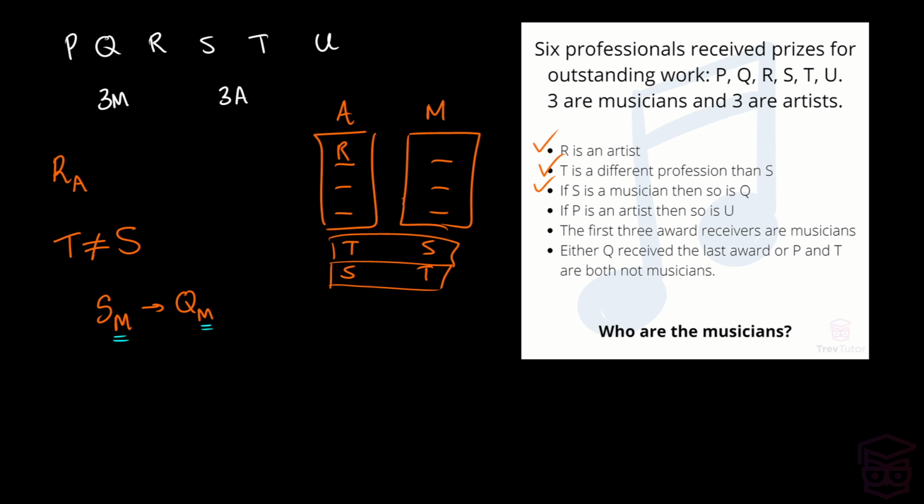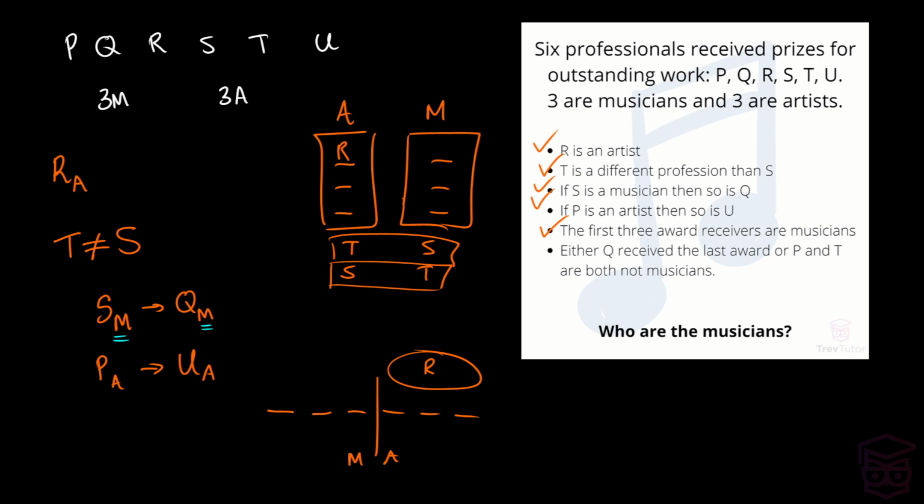Okay, if P is an artist, then so is U. So if PA, then UA. The first 3 award receivers are musicians. Oh, this is interesting. So now we have an order in here. So let's put that information down. 1, 2, 3, 4, 5, 6. And we say that the first 3 are musicians. So M is up here and A is down here. We know that R is an artist, so R is somewhere in this space. We don't know if order matters yet, but hey, we have some order information, so let's use it.